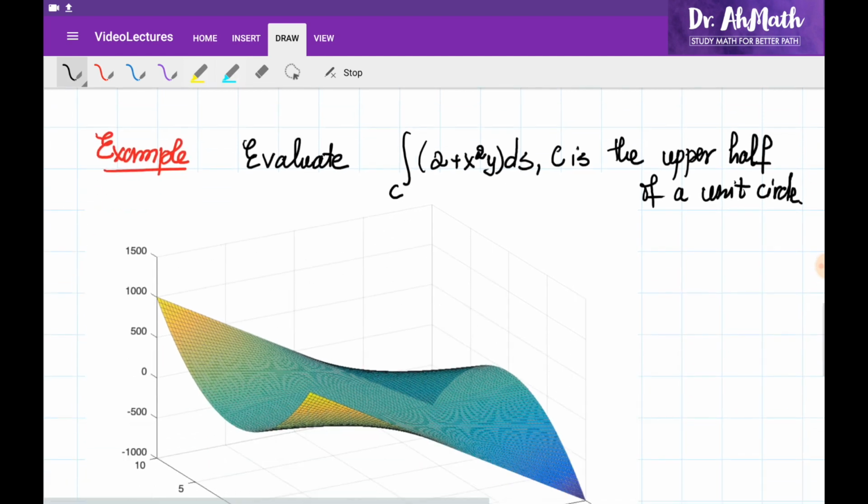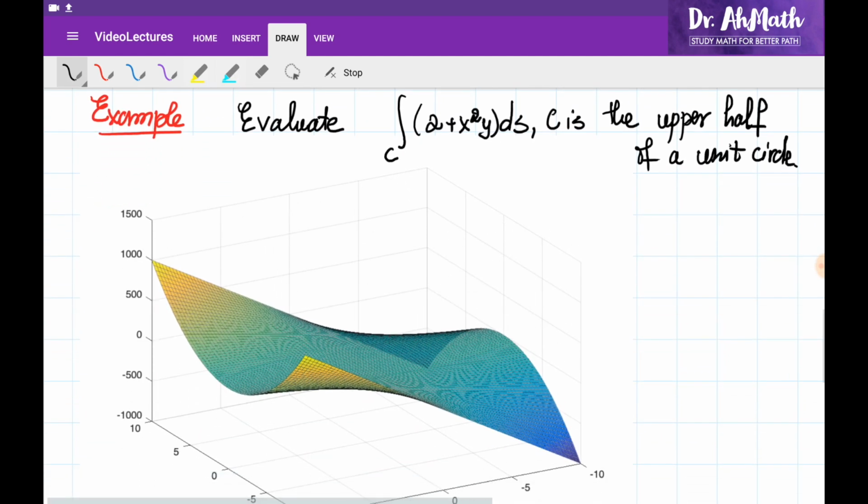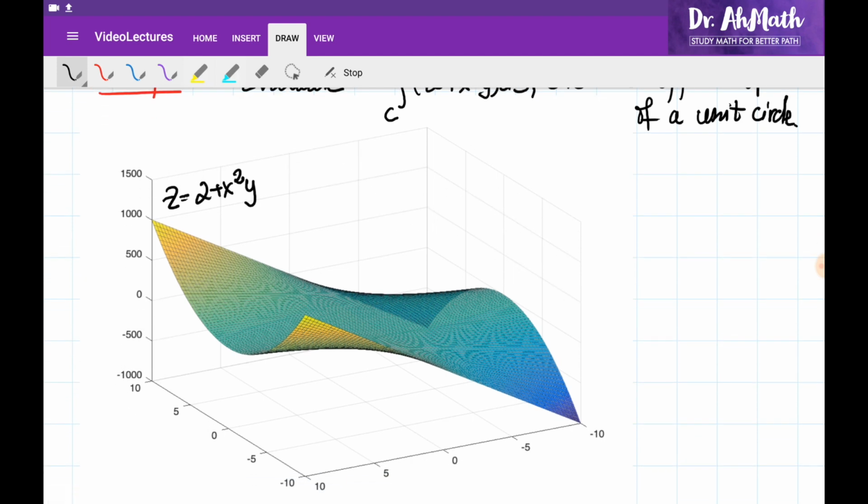So let's do a small example of how it works technically. We would like to find the area under the surface along the curve C, which is the upper half of a unit circle. Basically, I would like to choose the upper half of the unit circle. Then I would like to cut the surface along it, and I would like to find its area.